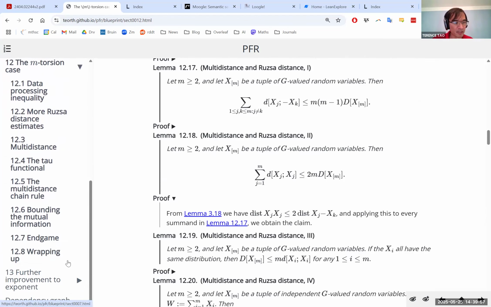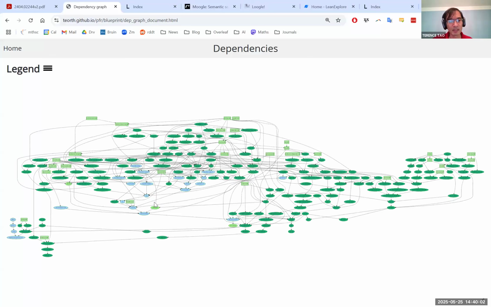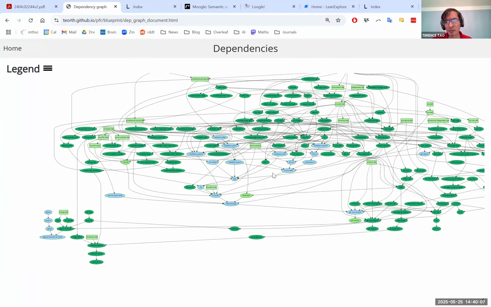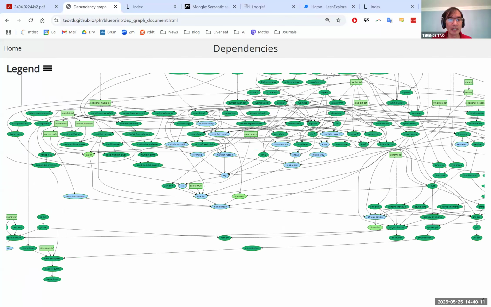I'll show you the graphical depiction of this project, which may be a little bit more visually appealing. So this is the blueprint, not just of this particular m torsion result, but of the entire project. Every bubble here represents one lemma. All the rectangles also represent definitions. And they're color-coded. The green bubbles are those that have already been proven in Lean. And the blue bubbles are the ones where the lemma has been stated, but not yet proved.